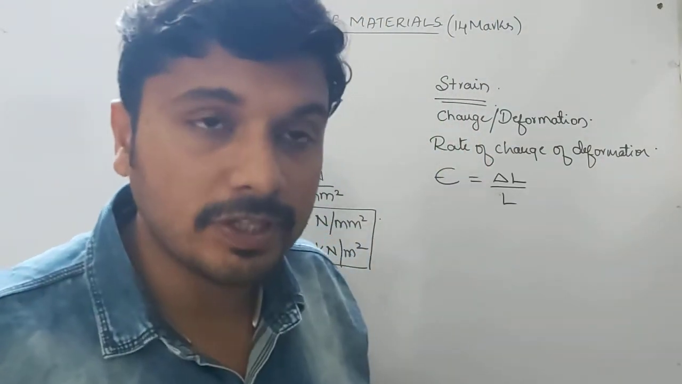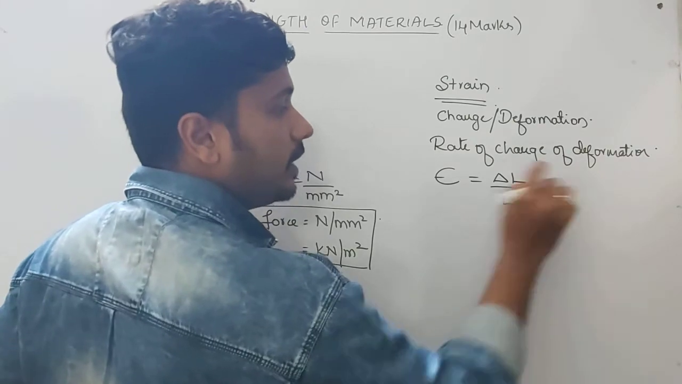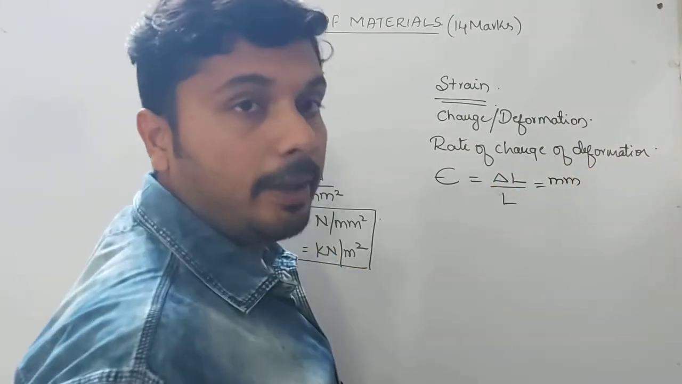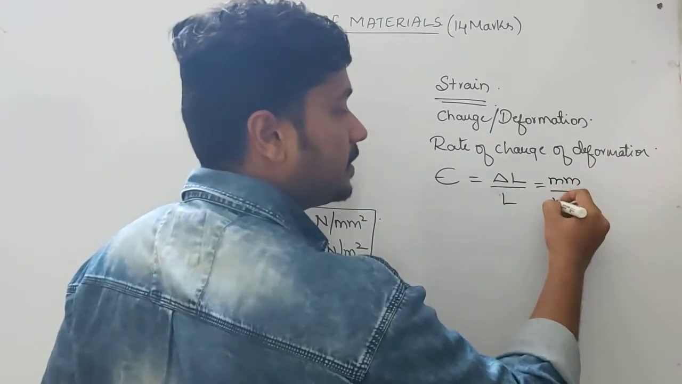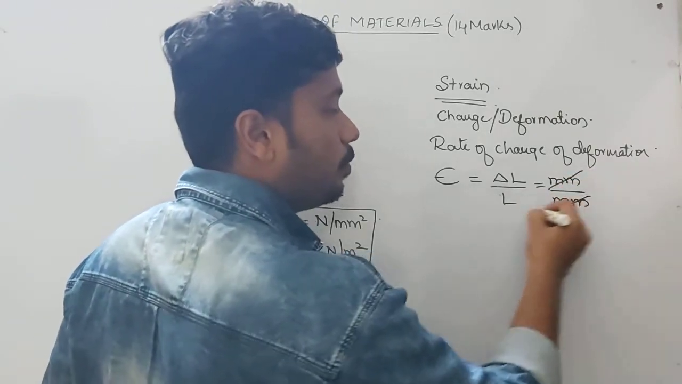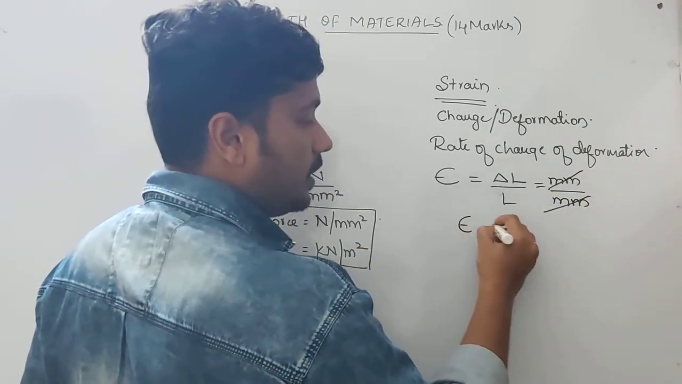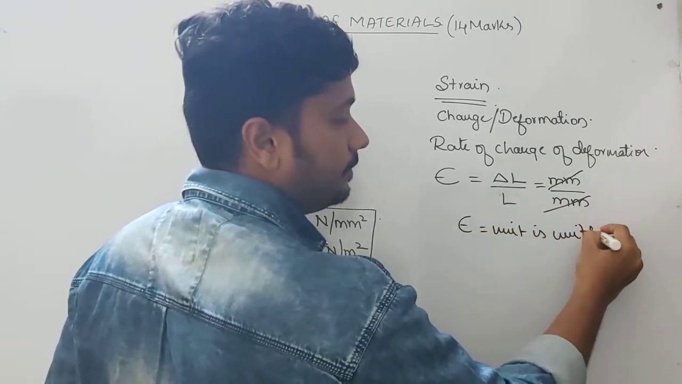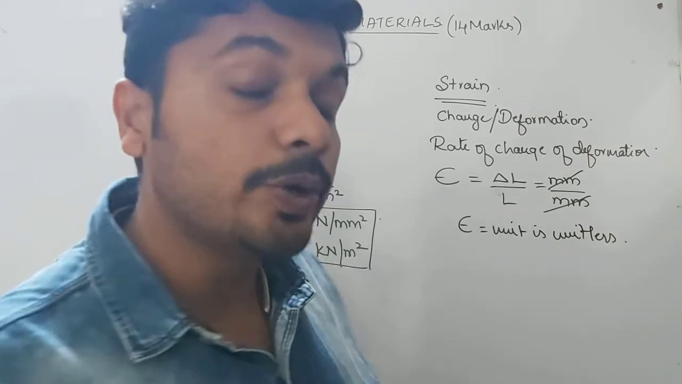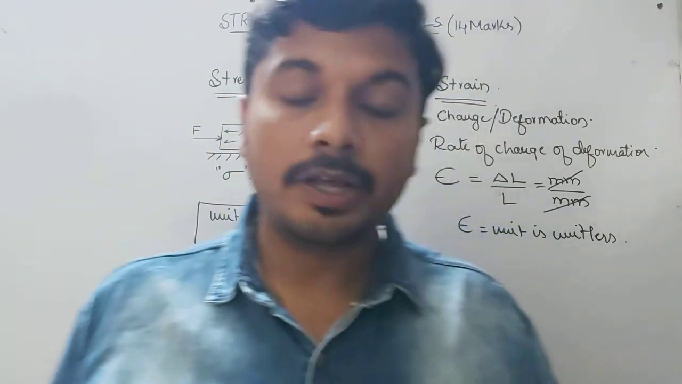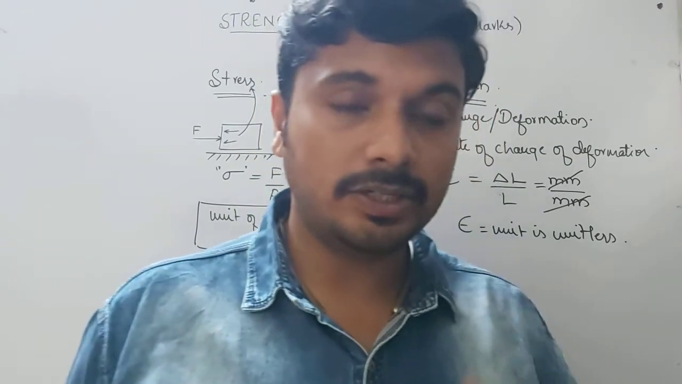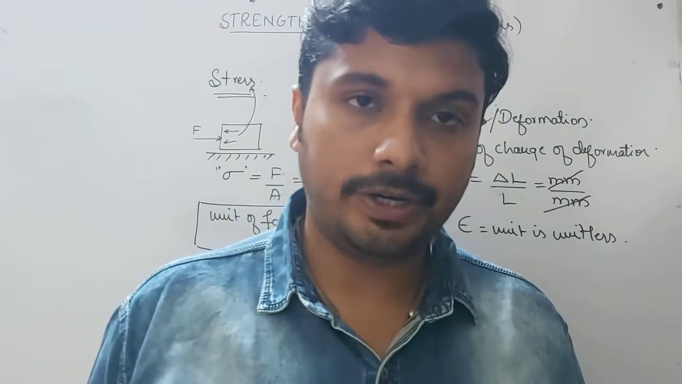Now what is the unit of this strain? Delta L, I will measure it in mm. Length also I will measure in mm. So both of them will get cancelled. So the strain unit is unitless. You don't have any unit for the deformation. Be careful. This question might be asked in your DCET, which is very, very important.